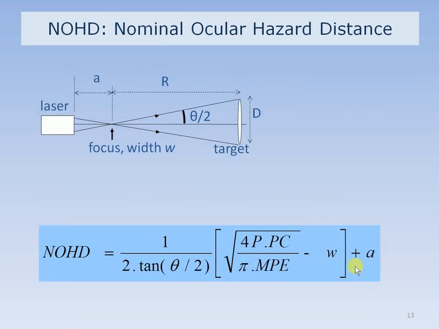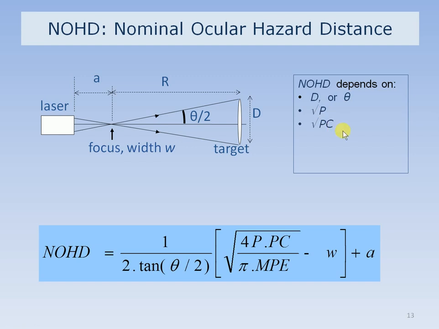Here is this expression again, and you can see that the NOHD depends on the diameter of the target, or the theta angle, the square root of the power, the square root of the profile correlation factor, 1 over the square root of the maximum permissible exposure, the width of the focus, and the distance from laser to focus.